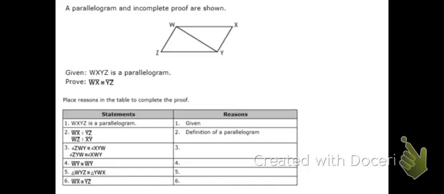Here we're given a state test question of a proof where they're asking you to fill in reasons 3, 4, 5, and 6. So I'm going to talk you through the thought process to figure out what those reasons are. But first, let's talk in general about proofs.